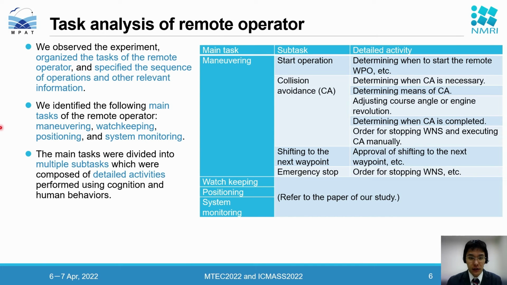We observed the experiment, organized the task of the remote operator, and specified the sequence of operation and relevant information. We identified the following main tasks of the remote operator: maneuvering, watchkeeping, positioning, and system monitoring. The main tasks were divided into multiple subtasks, which are composed of detailed activities performed using cognition and human behaviors, such as gathering information from camera images and sensors, decision-making, and system operation.